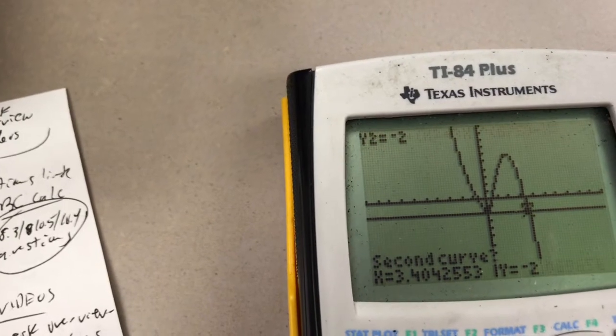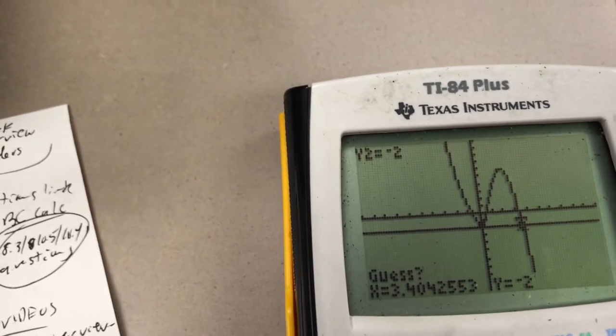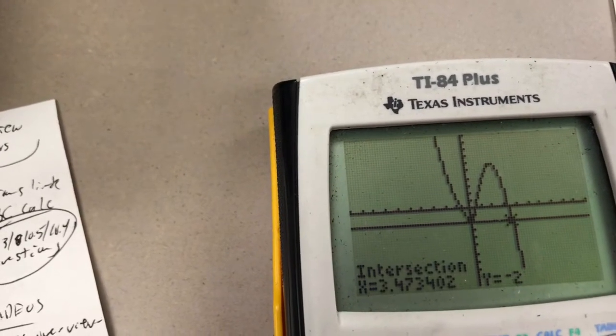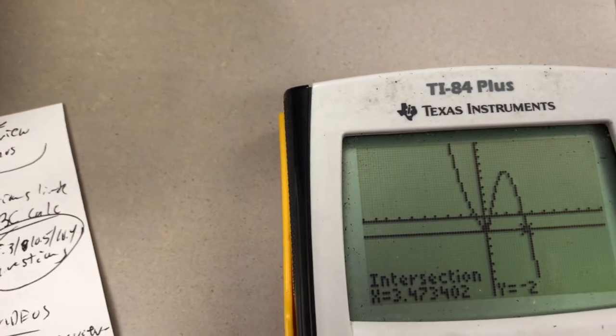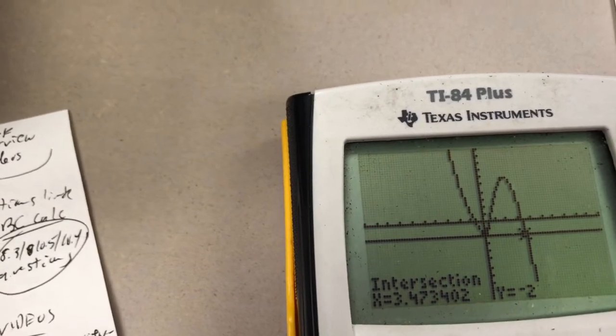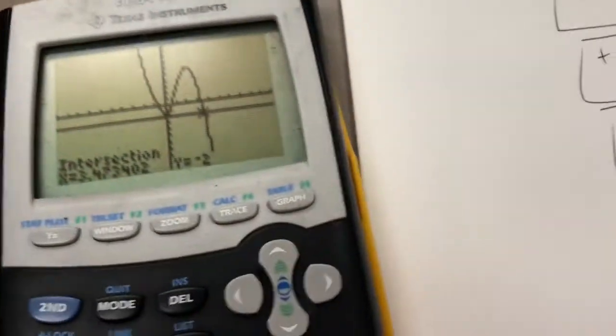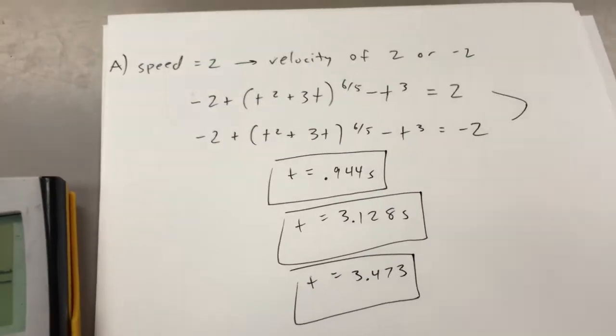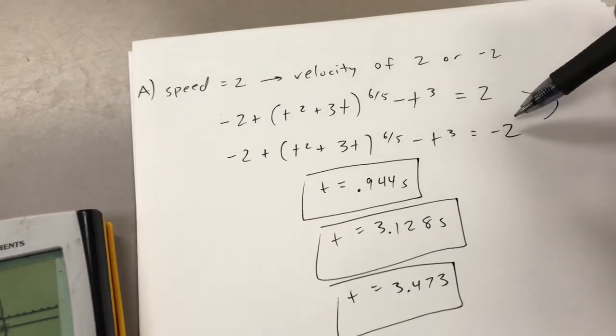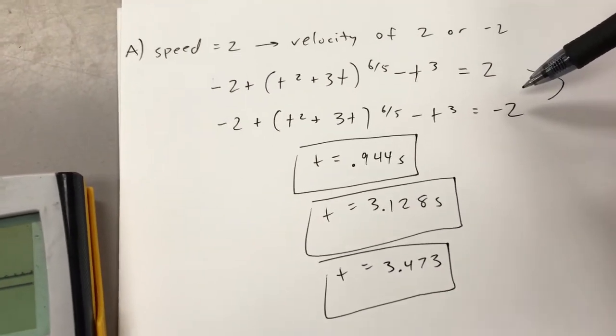Anyway, I'm on one curve, I'll hit enter. On the other curve, I'll hit enter again, and it looks like we're getting a time of about 3.473. Okay, so those appear to be my times. And again, as far as work goes, they just need to see what your equation is. If you're on the calculator part, they don't actually have to see what your solution is.